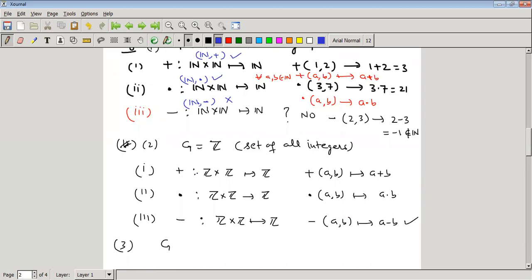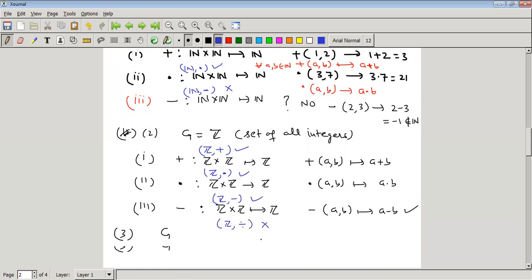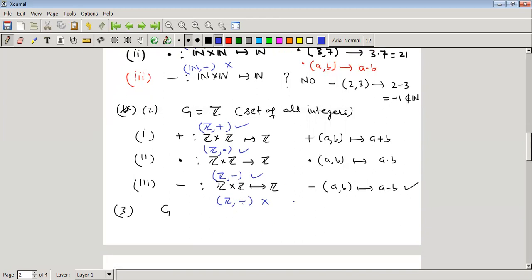But here, Z with binary operation plus is a binary composition, Z with multiplication is a binary composition, and Z with subtraction is a binary composition. But Z with division is not a binary composition. And the example is, if you take any element, 2 by 3, the answer is 2 by 3, that does not belong to it.